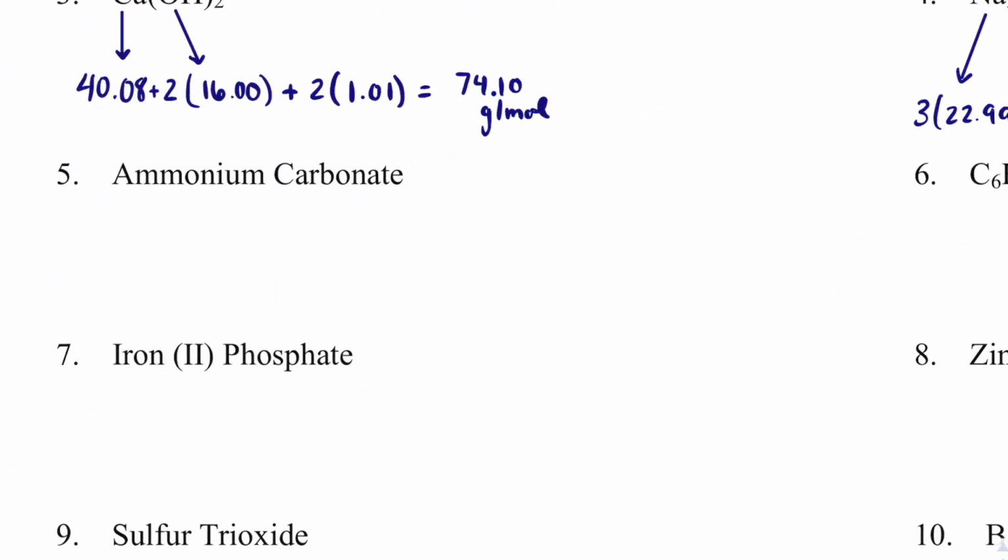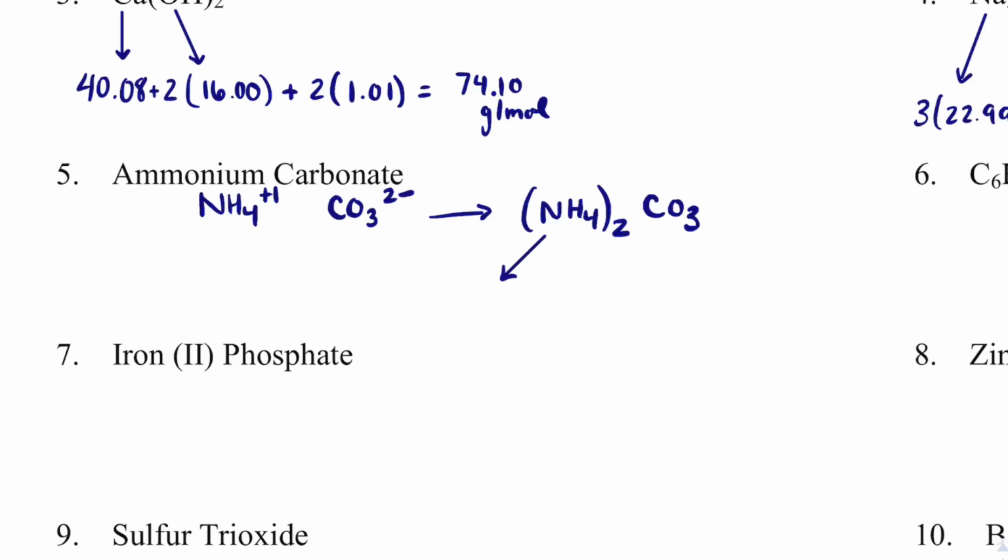On something like ammonium carbonate, the first thing we have to do is get that formula. Ammonium is NH4 with a +1 charge. Carbonate is CO3 with a 2- charge. So I need these to cancel each other out. I need 2 ammoniums, so this will be NH4 in parentheses with a 2 outside, then CO3, and now I can go through and get my molar mass.